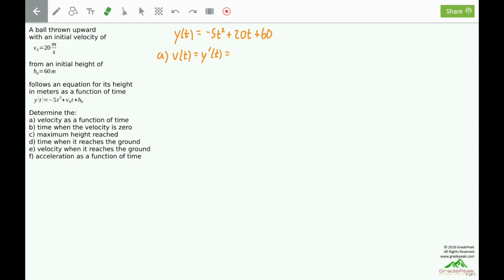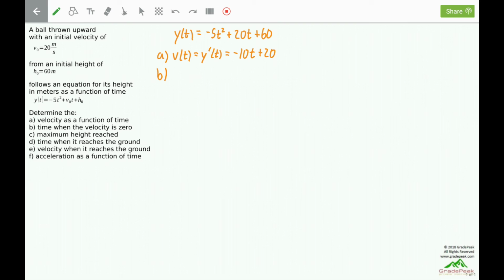The first term is a power rule. Bring down the power, multiply with the negative 5. Negative 10, t raised to the power minus 1. The second term is a constant times t. The derivative will be the constant. The third term is a constant with no t. The derivative is 0. So our velocity as a function of time is negative 10t plus 20.